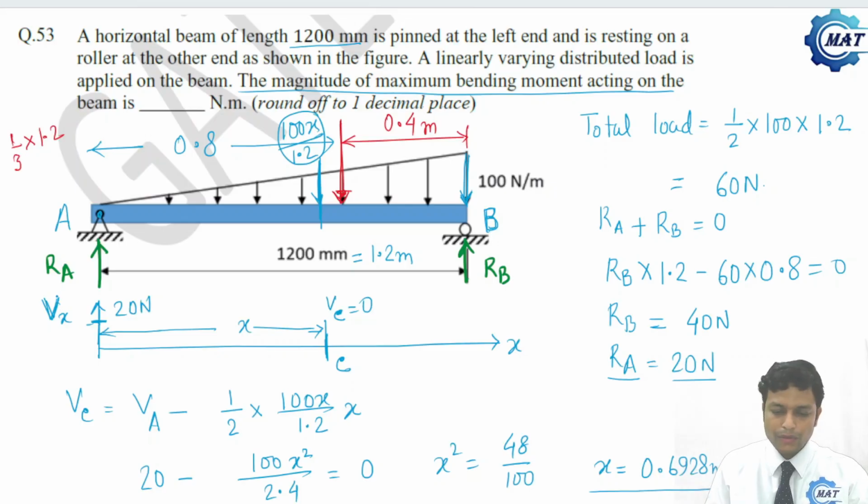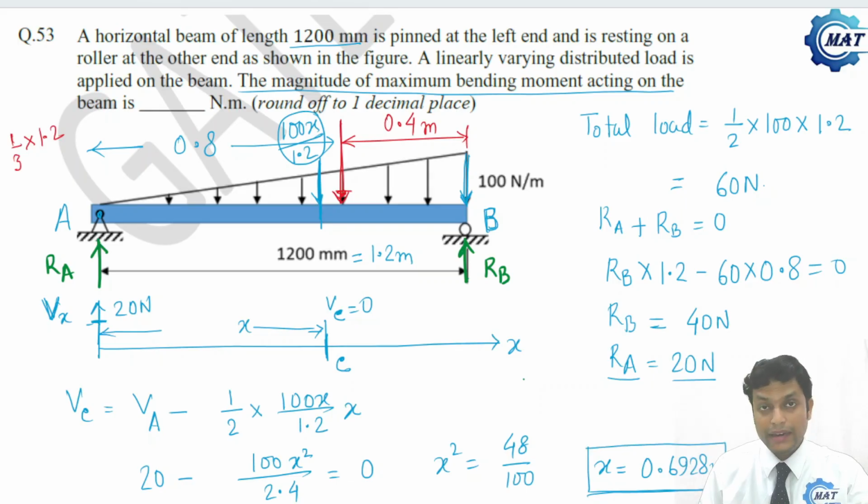And we know that there the bending moment will be maximum. Where shear force changes its sign, at that location the bending moment will be maximum. So we have determined that at this location bending moment is maximum. At x equal to 0.6928, bending moment is maximum.